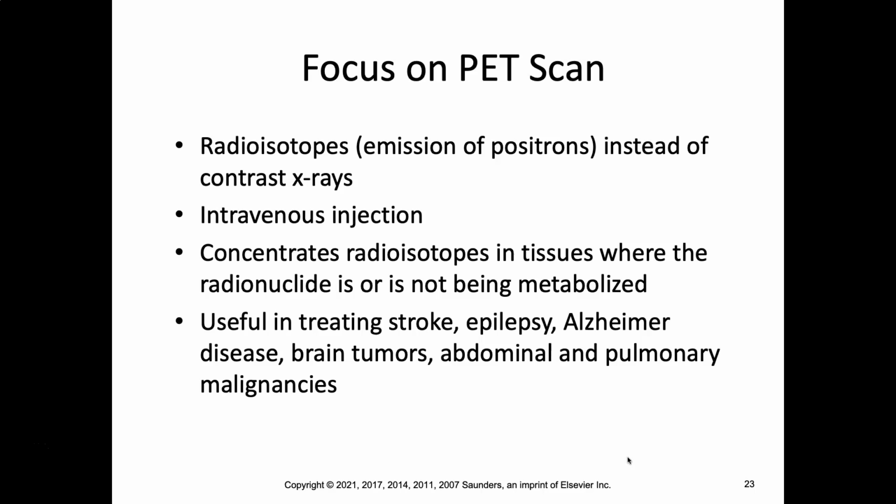So let's talk about PET scans particularly. And PET scans, this is listed on page 806. It's number 3 here. You're using radioisotopes for the emission of positrons. It's through IV injection. You wait to see where they concentrate in tissues where the radionuclide is or is not being metabolized, and it depends on the radionuclide, it depends on the tissue you're targeting. But it is also most commonly used to identify metastasis in cancer patients to see if they've got uptake in any other areas.